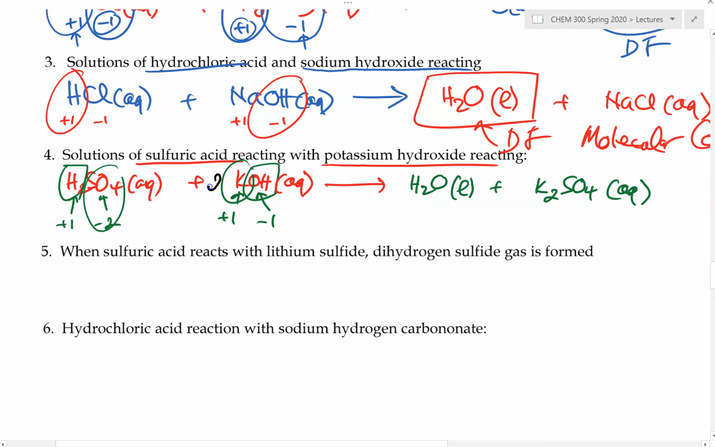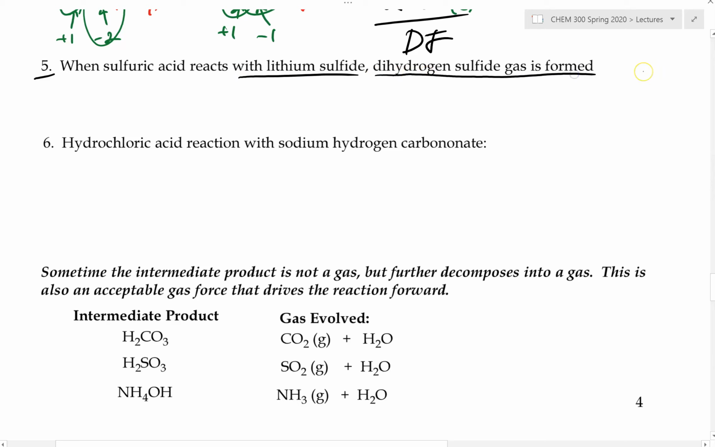And now let's try reaction number 5. When sulfuric acid reacts with lithium sulfide, dihydrogen sulfide gas is being produced. Okay, so let's see what happened in this case. We are being told what the product being produced is. But let's again assume that we don't know. Let's say this is not given to us. Let's see if we can still come up with this product.